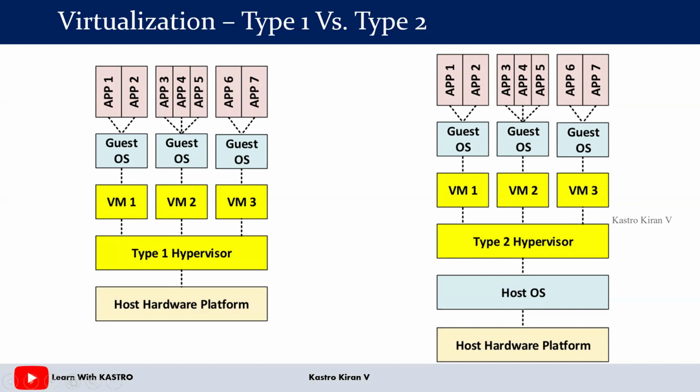On top of the host operating system, I'm going to install the type 2 hypervisor. Now, this type 2 hypervisor allows me to create multiple operating systems. On top of each operating system, I can launch or deploy multiple applications. So this is called type 2 virtualization or type 2 hypervisor. Now I hope you got an idea about what is meant by type 1 and type 2 virtualization.